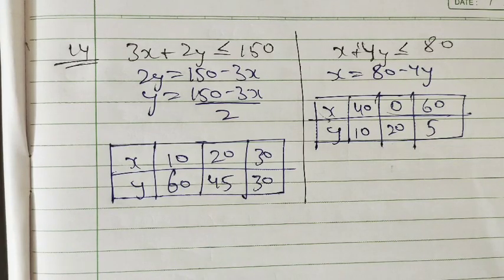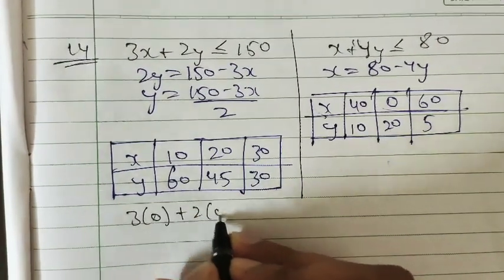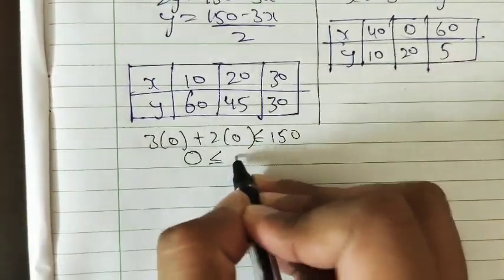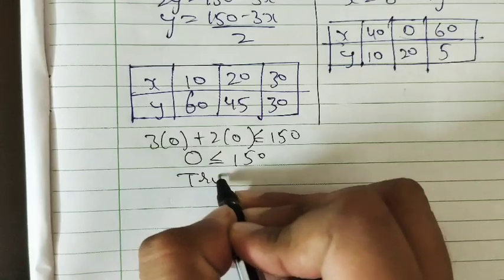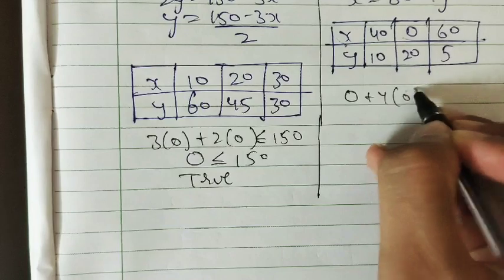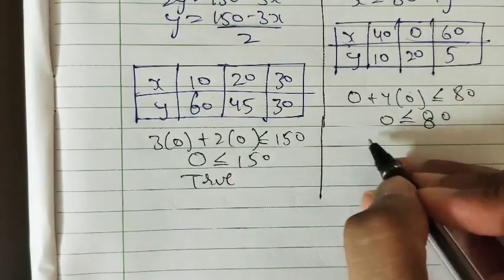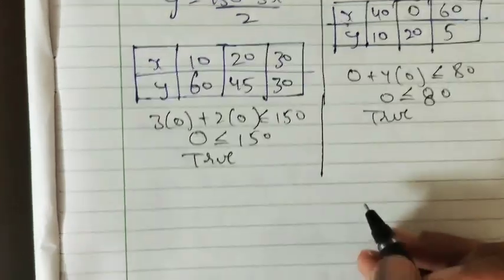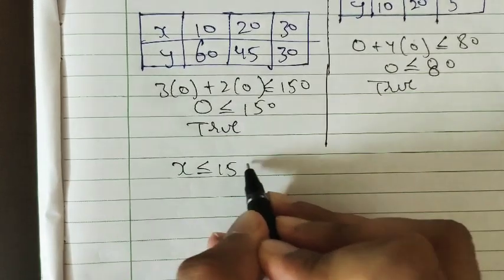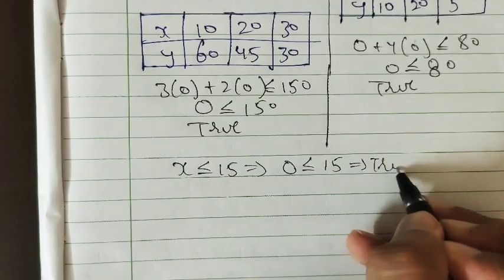Let's put 0 comma 0 here. So 3 times 0 plus 2 times 0 is less than or equal to 150, so 0 is less than or equal to 150, which is true. Again, 0 plus 4 times 0 is less than or equal to 80. 0 is less than or equal to 80, which is also true. Next, x is less than or equal to 15. So this implies 0 is less than or equal to 15, which is also true.